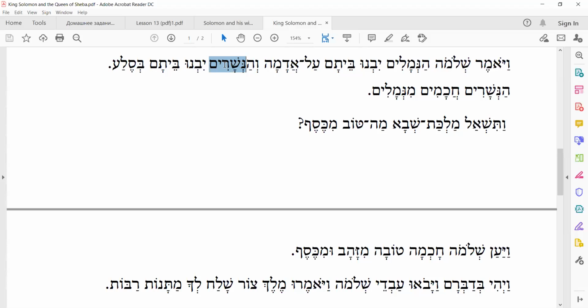Okay, here we have another animal or another bird. Nesher means eagle. And the eagles build their house. Their house. On Selah is a rock. On the rock, okay. And the eagles are wiser, okay, than the ants. Than the ants. Okay, very well.